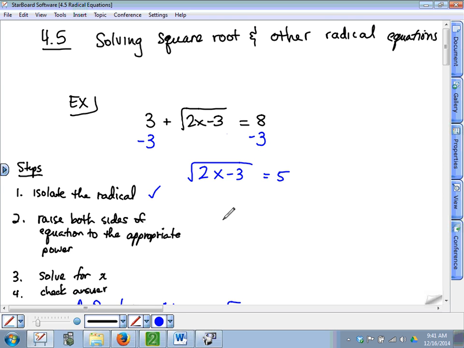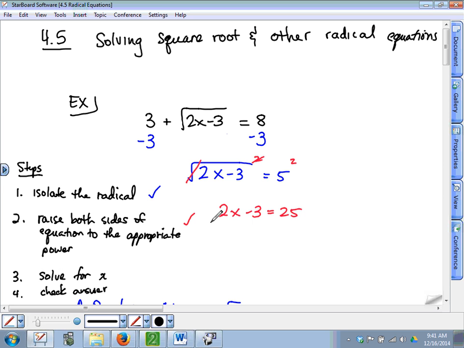So in this case, we're going to square both sides. Also very easy to do. If you square something that has a square root, those are opposites of each other, just like adding and subtracting. So a square and a square root cancel each other out, and you've got 2x minus 3 is equal to 25. So that's step 2.